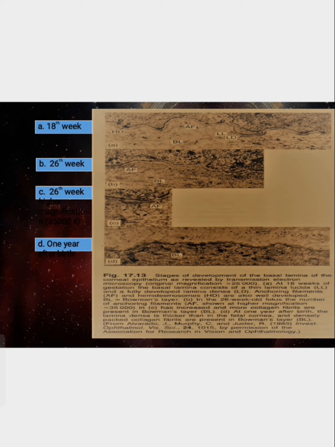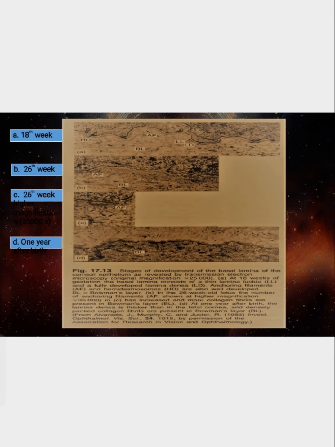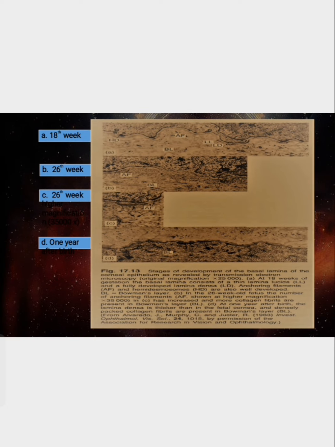So here you can see the lamina densa is thicker, and diagram C is nothing but the magnified picture of B. You can see here there are more collagen fibrils densely packed. Diagram D is showing Bowman's layer at 1 year of age after birth.